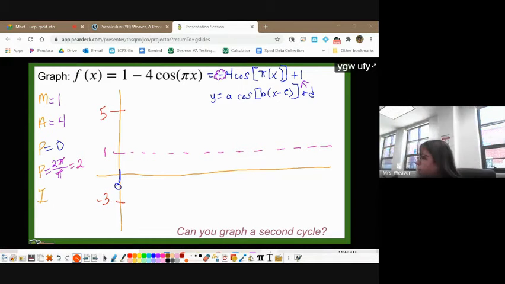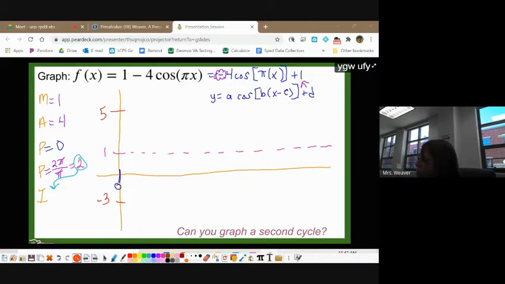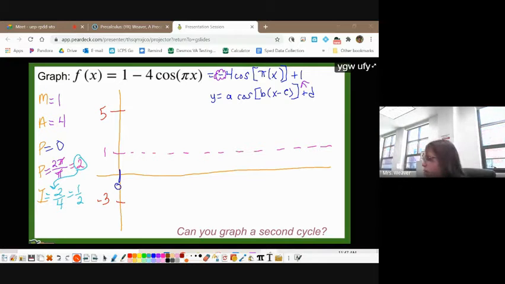Okay, now remember, our period doesn't get graphed right now, but we're going to grab our period and bring it down here to find our interval. To find our interval, we're going to use the period that we just found and divide it by 4. 2 over 4 simplifies to a half. So the interval we're counting by is going to be a half.